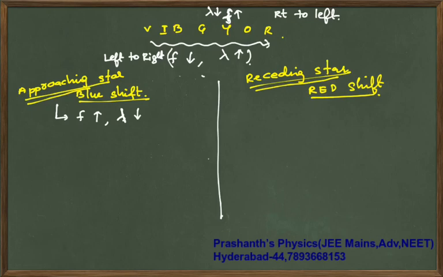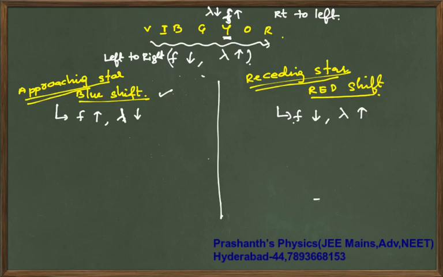So in case of blue shift, why are we calling it blue shift? If you are somewhere near yellow, and from yellow the frequency is increasing, it means you are going towards blue. So that is why you call it blue shift. And if you are somewhere near yellow and your frequency is decreasing and wavelength is increasing, that means you are moving towards red color, so that is why it is called red shift.